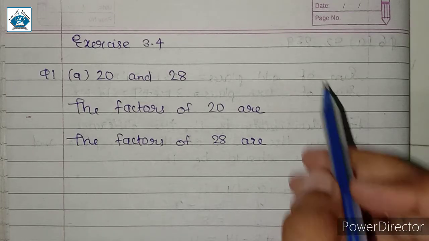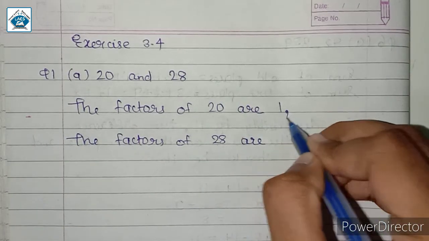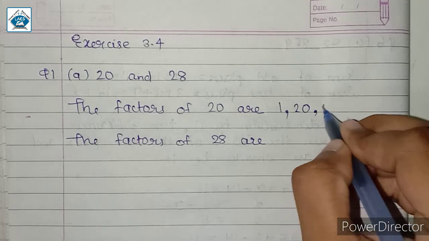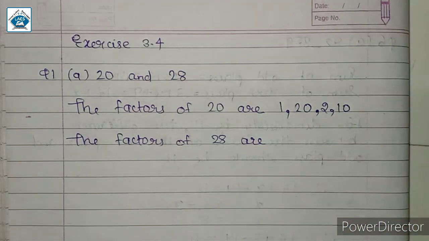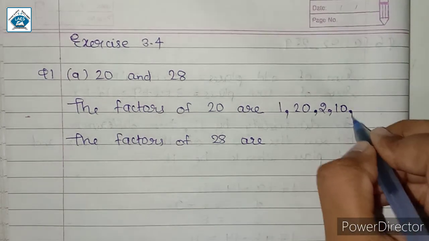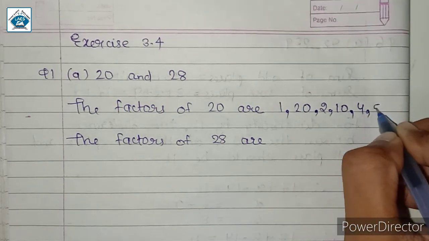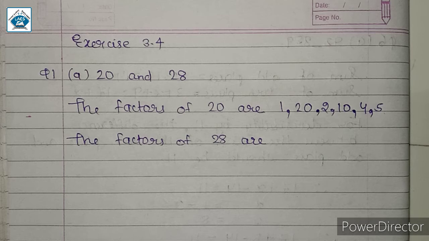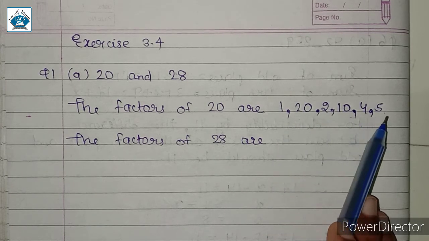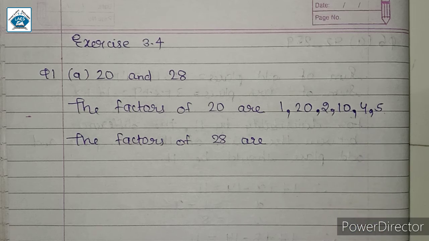The factors of 20 are 1 and 20, that will come for sure. Apart from that, it is divisible by 2. 2 multiplied by 10 is equal to 20. So 2 and 10 are also the factors of 20. Apart from that, it is divisible by 4. 4 5s are 20, so 4 and 5 are also factors of 20. So 1, 20, 2, 10, 4 and 5 are the factors of 20.